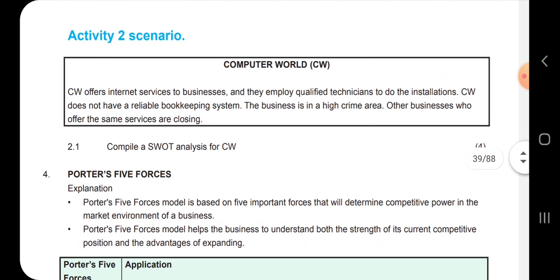Now, this is an activity. Compile a SWOT analysis for CW Computer World. You will get answers at the end of this video. So it's just for you to see if you really understand what I have explained.